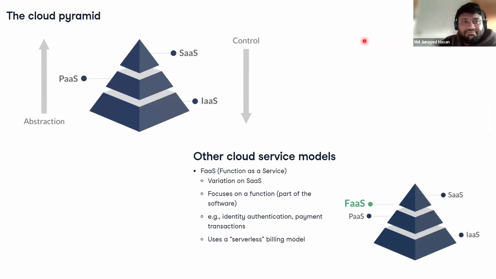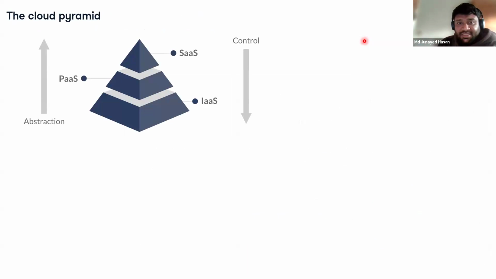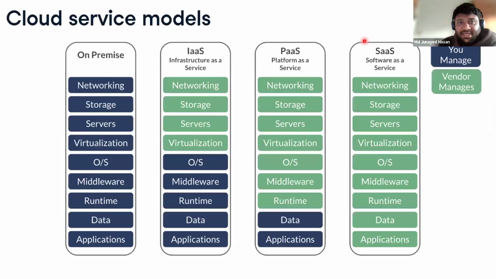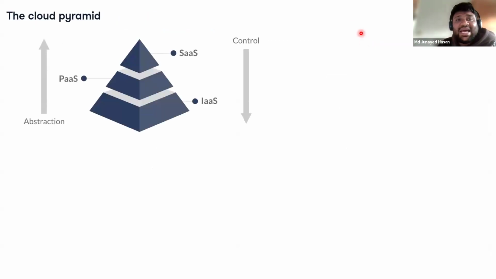So we learned about three things: SaaS, PaaS, and IaaS. In SaaS, software as a service, you don't own anything. Everything the cloud provider is giving to us, and we are paying the money for that, right? So that is actually the top of the pyramid, which means you do not have much control.